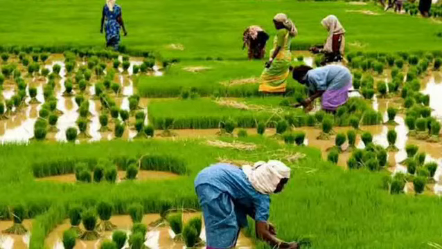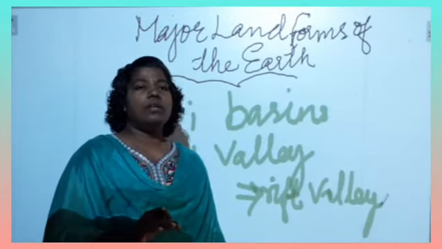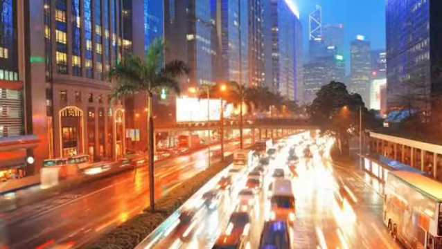It is not only for cultivation. In these river plains, the smooth surface of the plain area is suitable for constructing roads, railway tracks, and aerodromes, for aeroplanes to come and go.